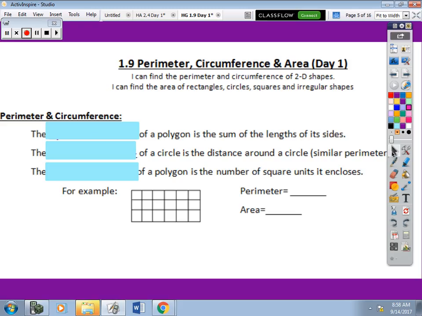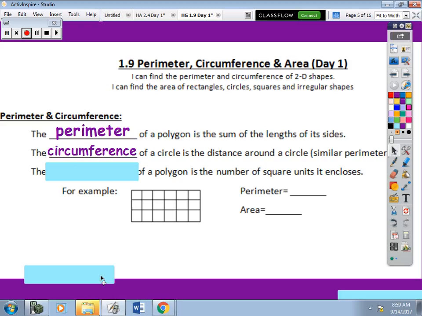So the first vocabulary word is the perimeter of a polygon. A triangle is a polygon with 3 sides. So you could also have a pentagon, which is a polygon with 5 sides. All you have to do is sum up the lengths of the sides. So add them together. When you're talking about a circle, though, we call it the circumference because you can't add up a round side. So instead of perimeter of a circle, we'll use circumference, which is the distance around.